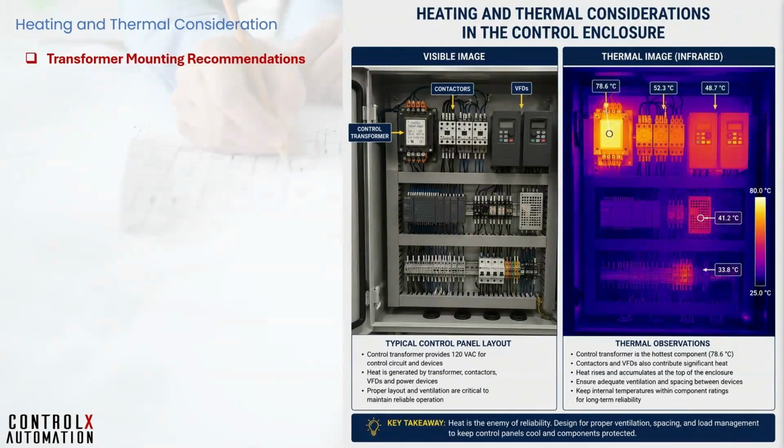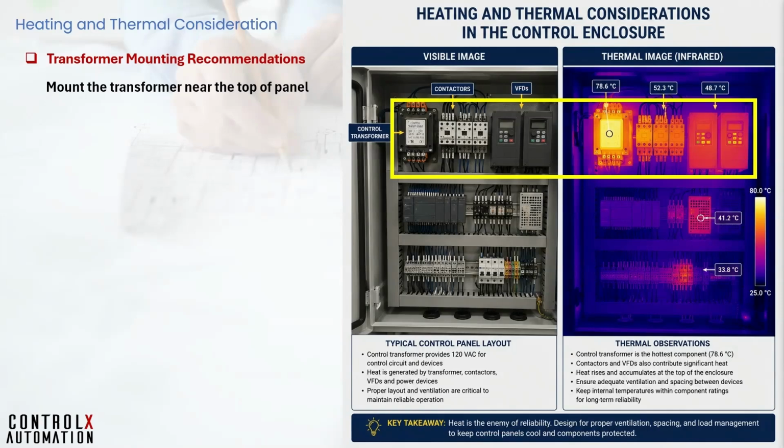Now let's talk about transformer mounting locations inside the control panel. I usually prefer to have the transformer mounted close to the top part of the control panel for a couple of reasons. Number one, heat rises. Placing the transformer along with other similar components like VFDs, motor starters, and power supplies at the top keeps heat away from sensitive electronic components down below.